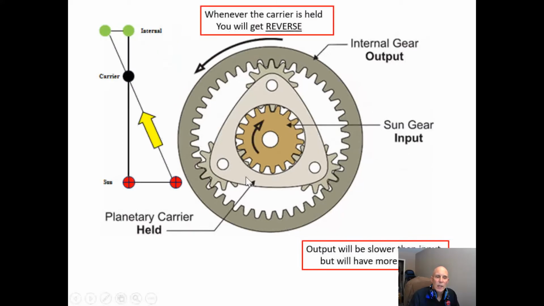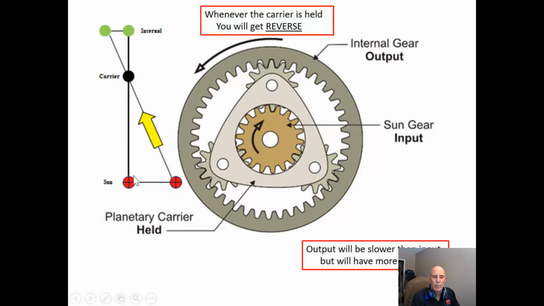The one difference is we can get reverse out of a planetary gear set, but only when the carrier is held. Anytime the carrier is stationary, we draw our line, but as you see, the line intersects and goes on both sides. With that, it indicates reverse. So here, our carrier is held. We draw our line. Now we know that our sun gear is our input, so we put our arrow from our sun gear to our internal gear.